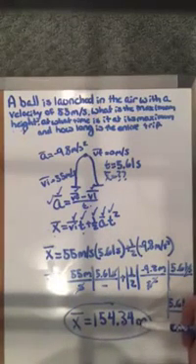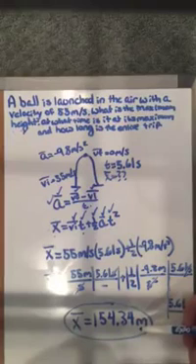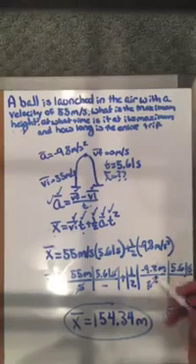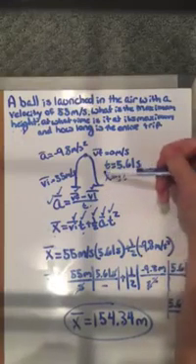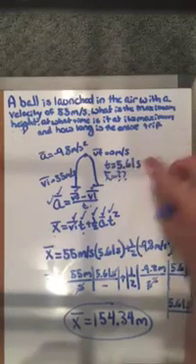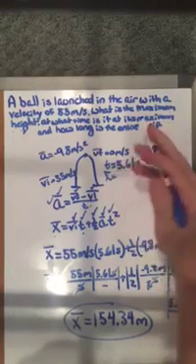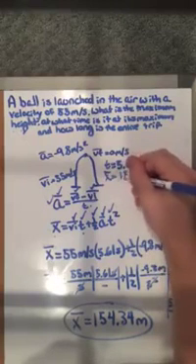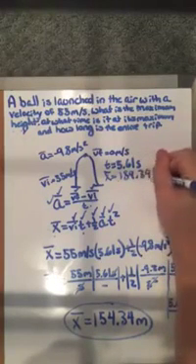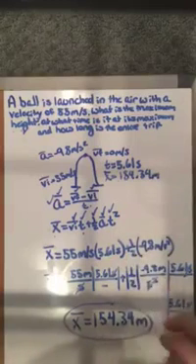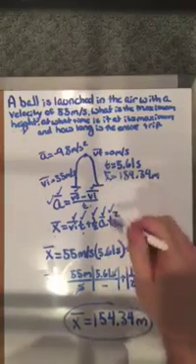This is going to be our maximum height. Already, we answered 2 of our 3 problems. We know that at this point here, our time is 5.61 seconds, and we now know that our maximum height is 154.34 meters. Now, we need to find our returning trip.